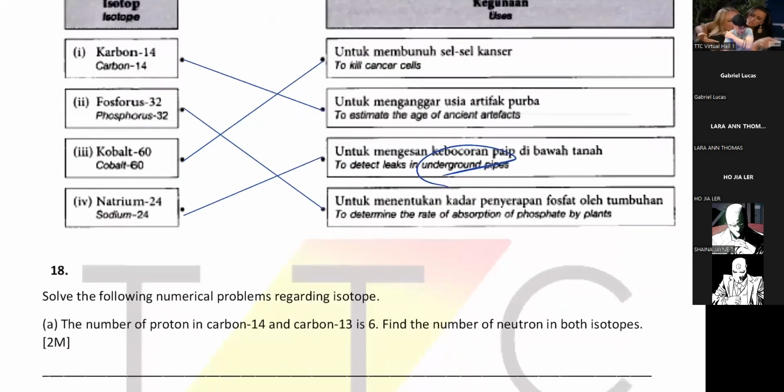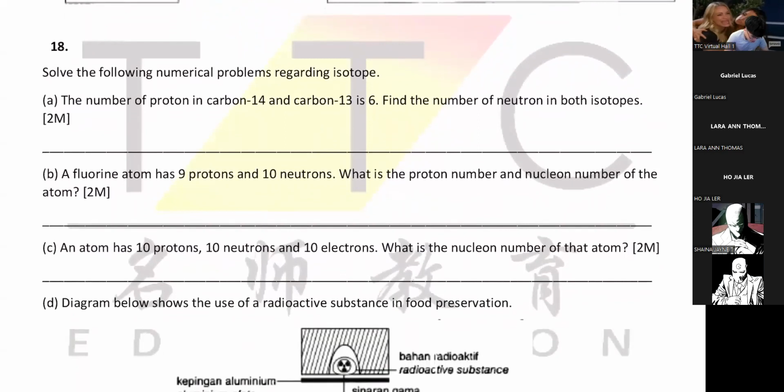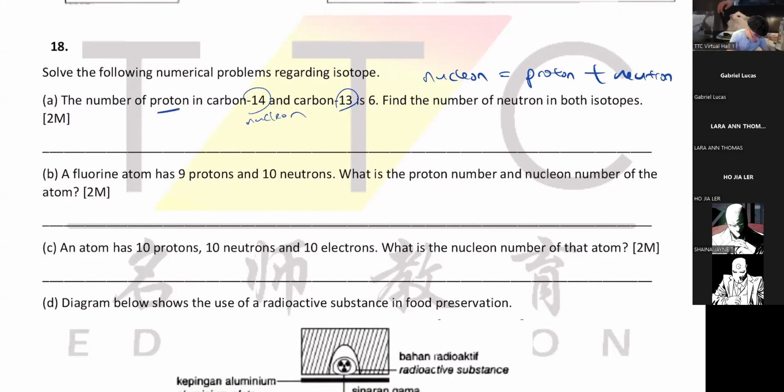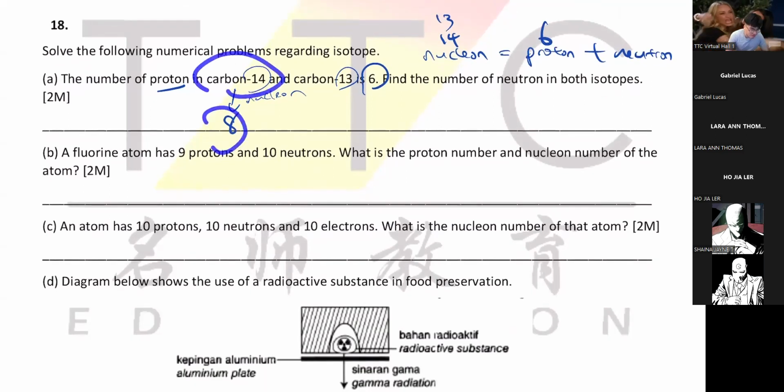Right, so next, question 18. Solve the following problems regarding isotope. Right, so the number of proton in carbon 14 and 13 is 6. Find the number of neutron. So this is the nucleon. We know that nucleon equals proton plus neutron, right? So if the proton is 6, 6 plus 8 is 14. So the neutron for carbon 14 is 8. Hope you understand this. Very easy maths. So 6 plus 7 is 13. So 8 neutron, 7 neutrons.